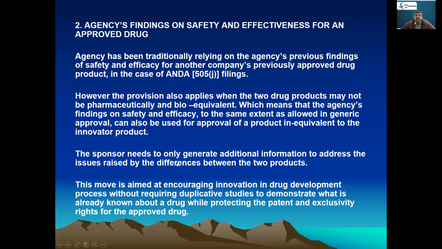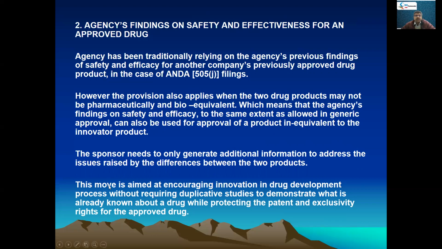The sponsor needs to only generate additional information to address the issues raised by the differences between the two products. Since these two products are not bioequivalent, there are some differences in the profile of the two products. So to justify those differences, the company which is filing the hybrid NDA or 505(b)(2) will have to generate more information and apply it as part of the hybrid new drug application.